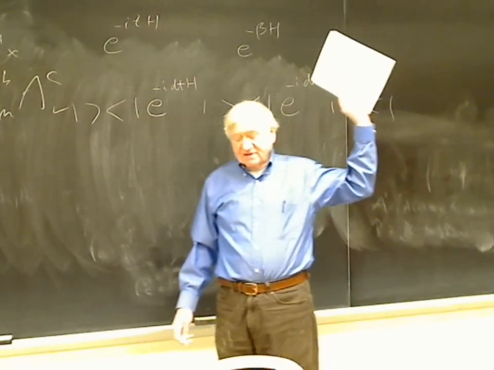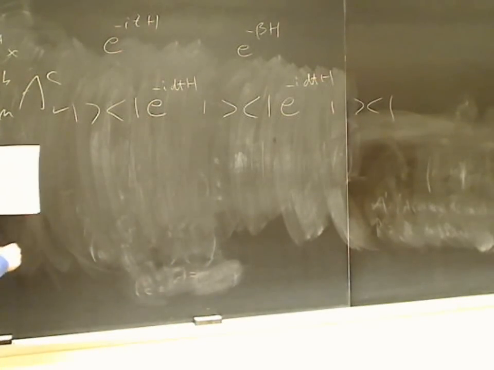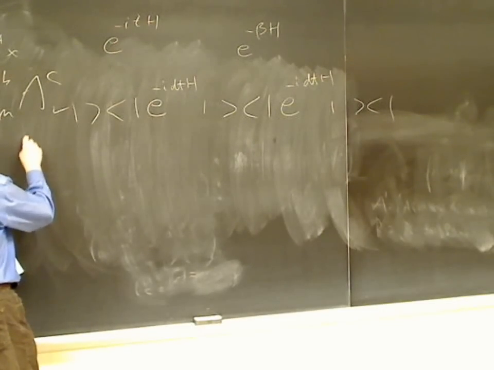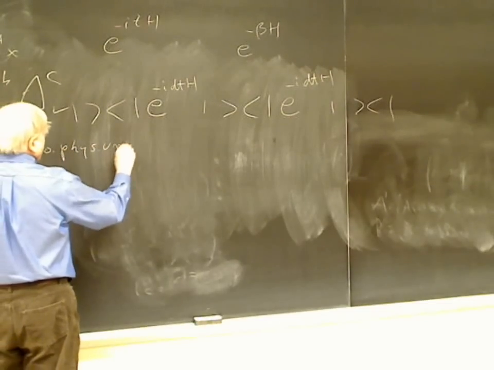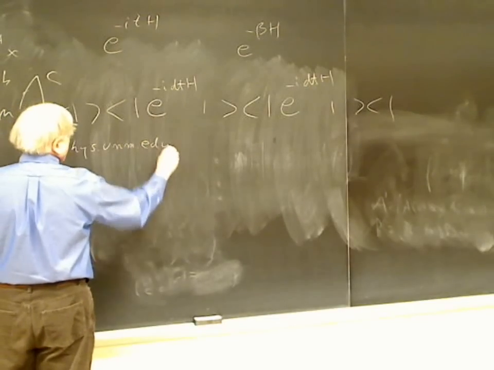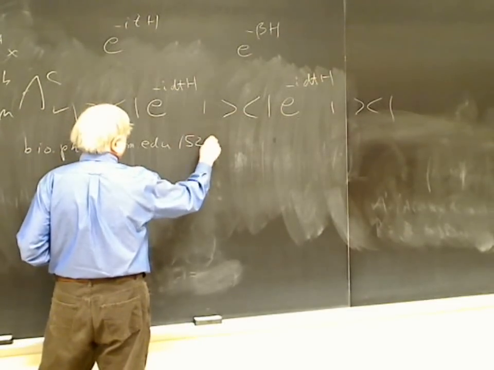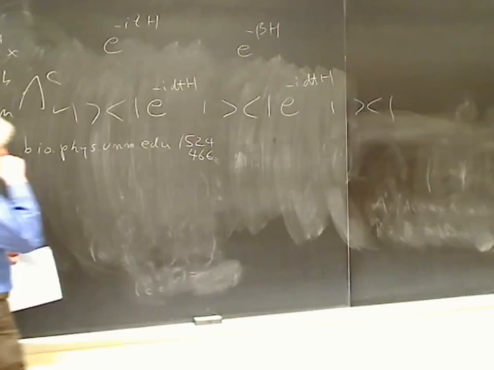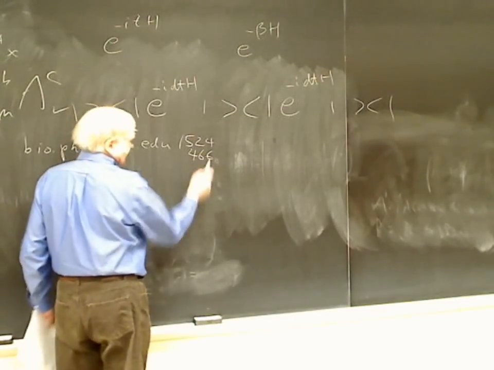And this is described in these online notes here from this math book that I'm writing, which is at bio.phys.unm.edu. You can find it under 524. It's a little easier to find if you look under 466, which is the course that I sort of wrote it for, 466, 467. So you can go to either place, but it's easier to find if you go there.